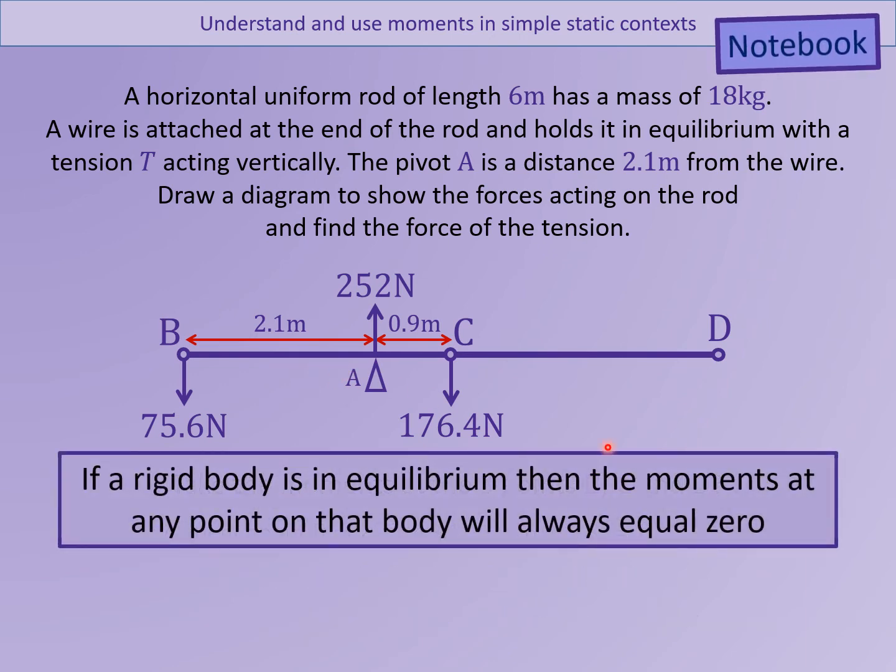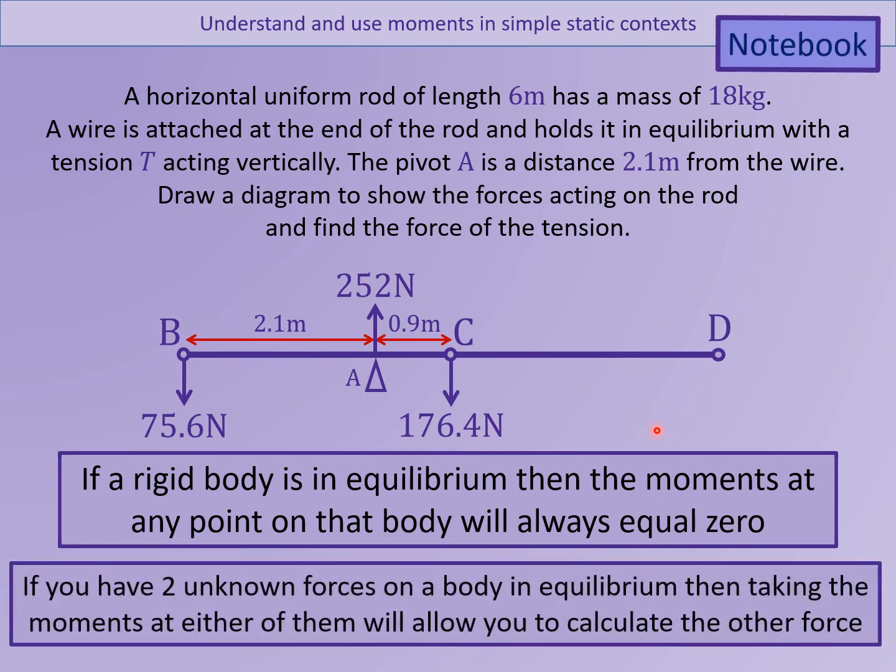Right, so make sure you've got that down in your notebook then. If you've got a rigid body in equilibrium, then the moments at any point along that rigid rod, along that body, would be equal to 0. It doesn't matter where you took it. Now that's important. And the reason why it's important is if you have this situation.